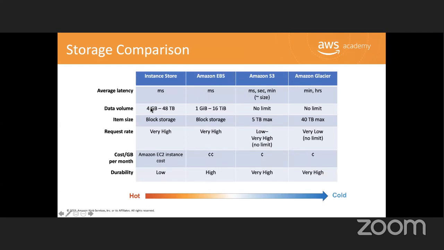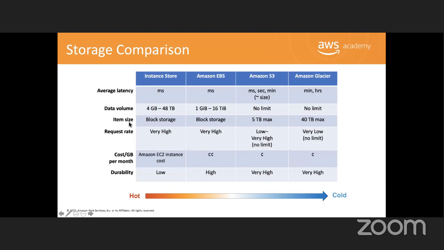The data volume in an instance store can go from 4 gigabytes to 48 terabytes. In the case of Amazon EBS, it goes from 1 gigabyte to 16 terabytes. And for Amazon S3, there's no limit, and there's no limit for Amazon Glacier. You know that Amazon S3 is virtually unlimited, and so is Glacier, because Glacier is just a storage class of S3.